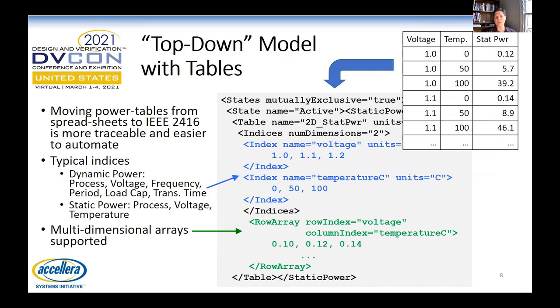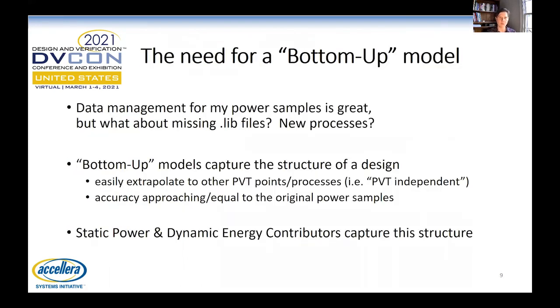Now, in the working group, we call these top-down models because they are built from power samples taken with a top-level view of the design hierarchy. And they more or less represent the typical way that we manage power data today. So great. 2416 helps me to manage my data more easily than before.